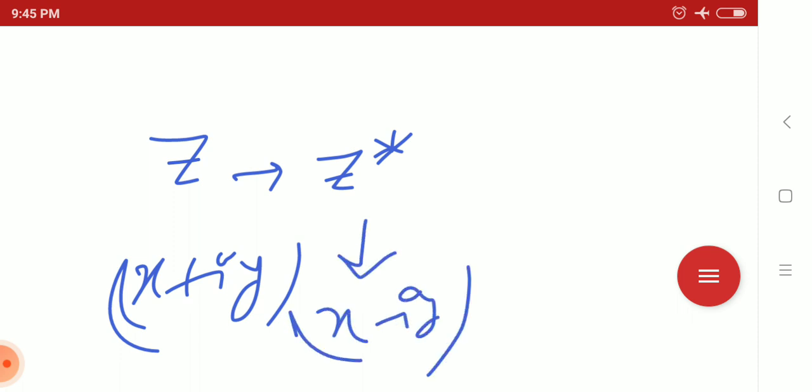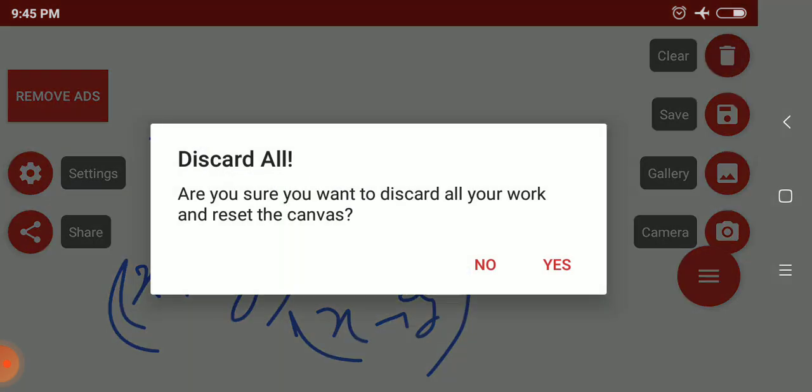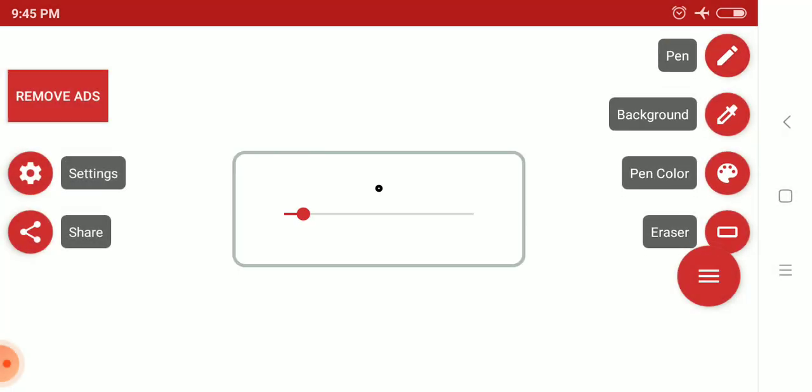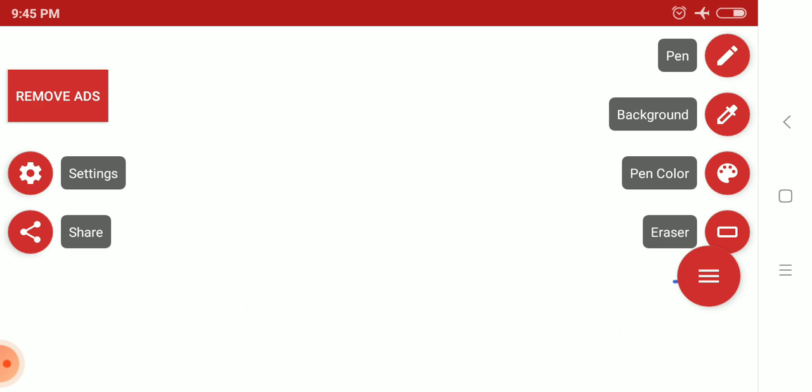Whenever you take this z star, how can we approach whether it is differentiable or not? We have to see, as delta z tends to 0, whether the limit is independent of delta z or not. So let's take the limit as delta z tends to 0.